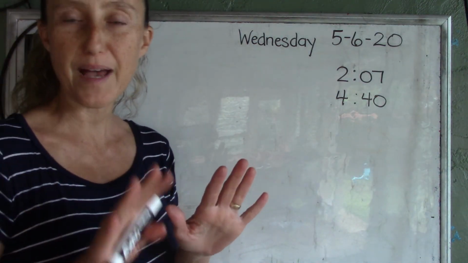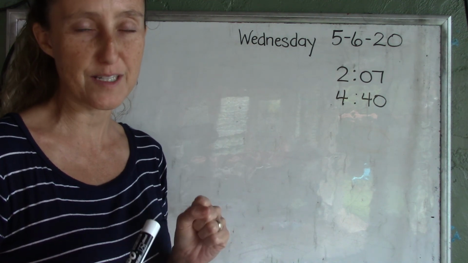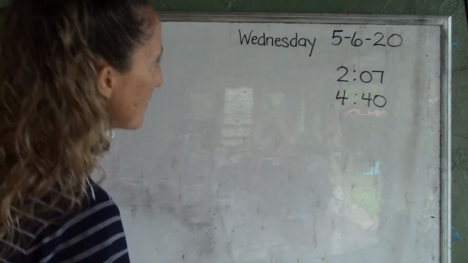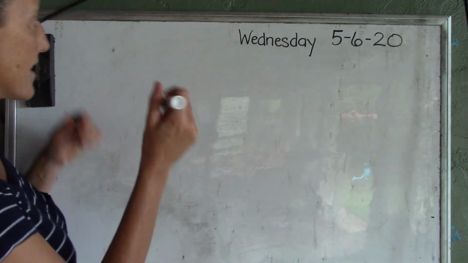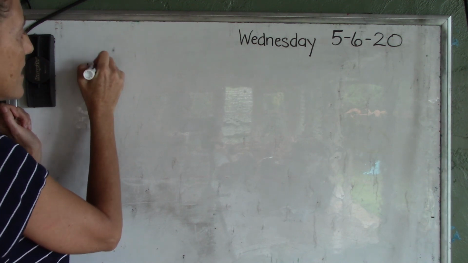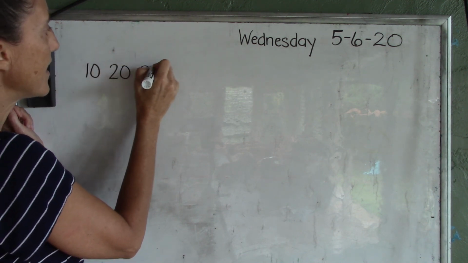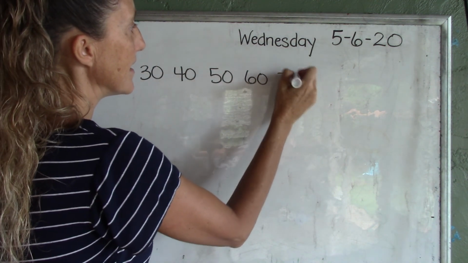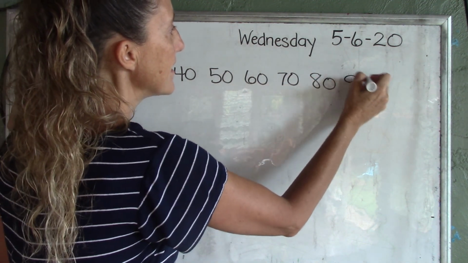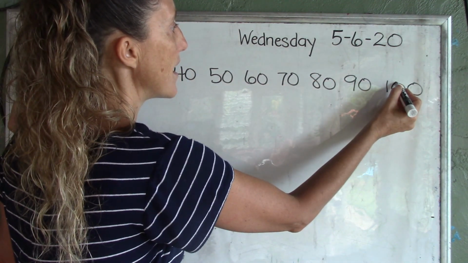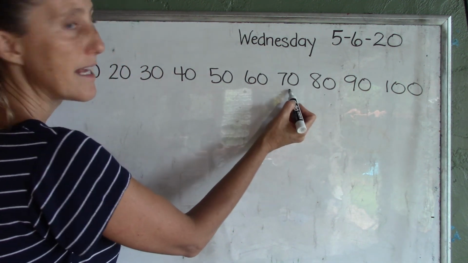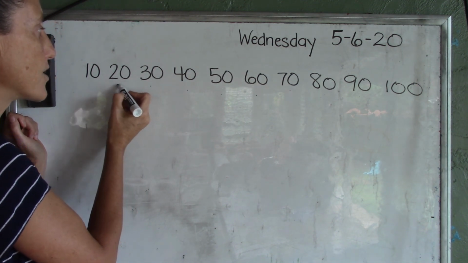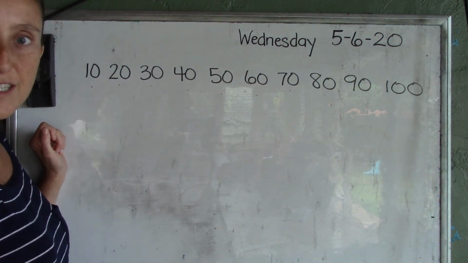We're going to count by tens because that's what the kindergartners are supposed to be doing today, and sixes for the older kids. So here we go. I'm going to erase my times, and let's do our tens first. 10, 20, 30, 40, 50, 60, 70, 80, 90, 100. Let's go backwards. 100, 90, 80, 70, 60, 50, 40, 30, 20, 10. So those are our tens.